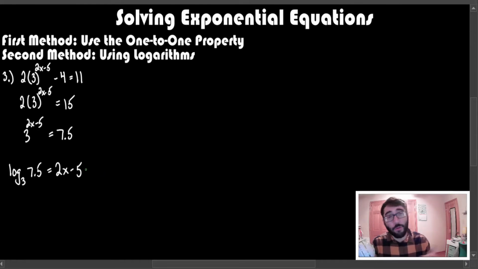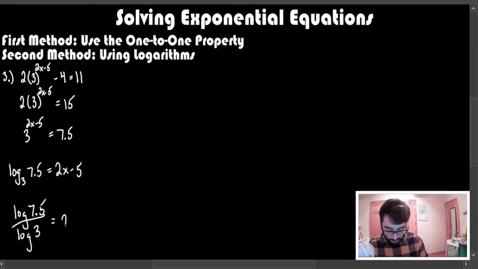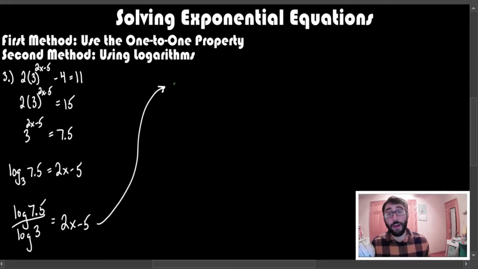Oh, wait, I should probably use the change of base property first. So I'm going to go ahead and use change of base. This is going to be log of our argument, 7.5, divided by log of our original base 3. And this is going to be equal to 2x minus 5. Now I can solve for x. Log of 7.5 divided by log of 3 is just a number. Don't freak out. It's just a number.